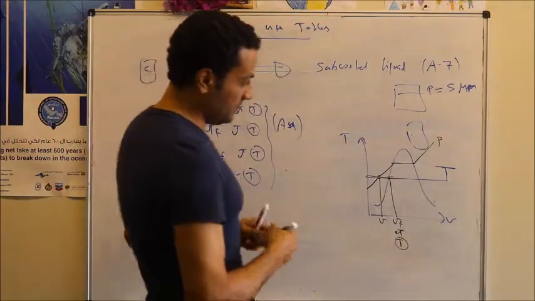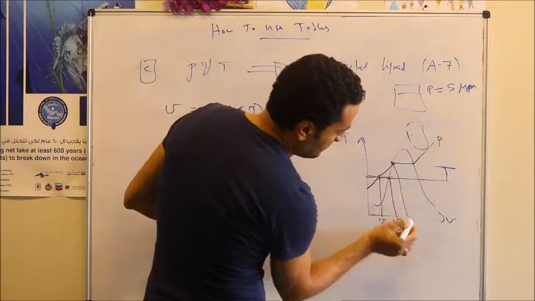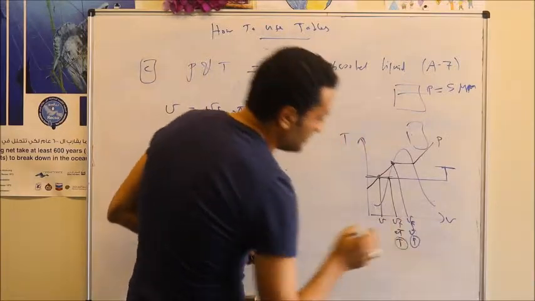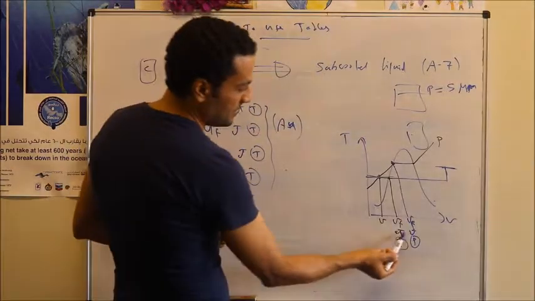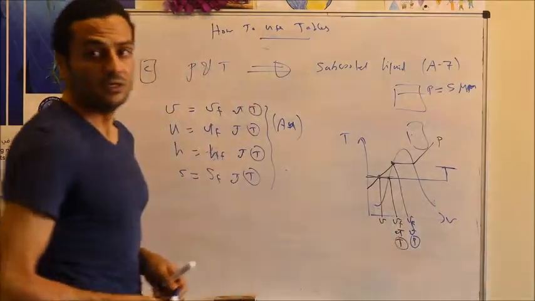But if I took the value at a given pressure, this is the value v_f that we'll be getting at a given pressure. So which one of them is closer to the actual value? This one, v_f at a given temperature.